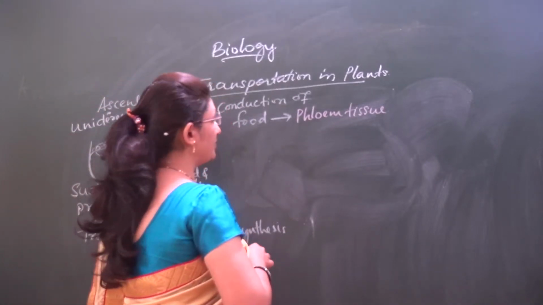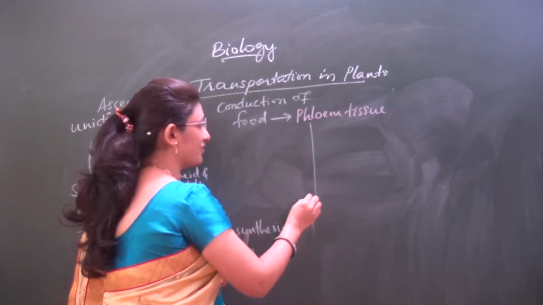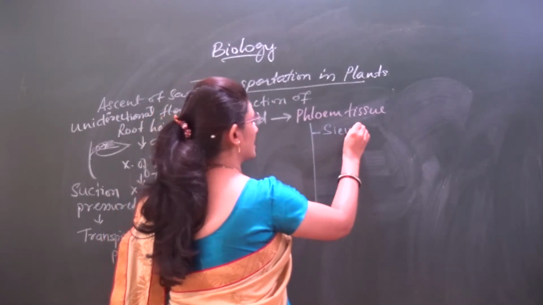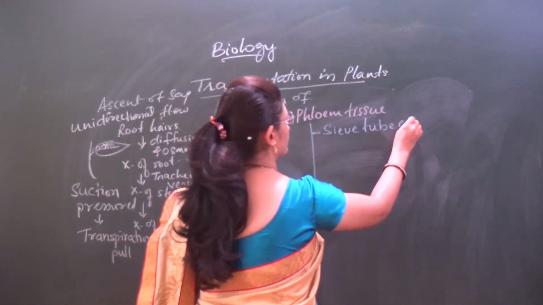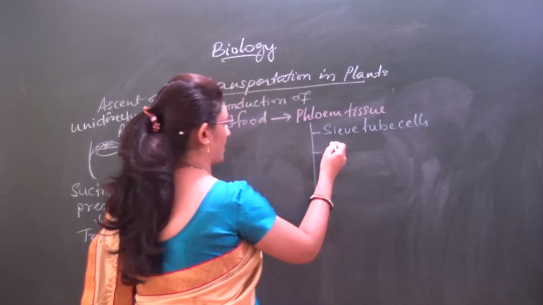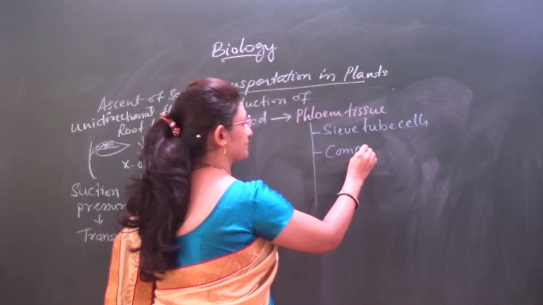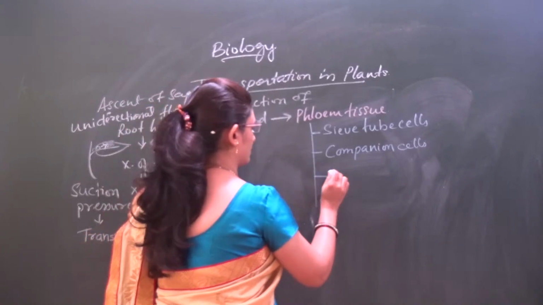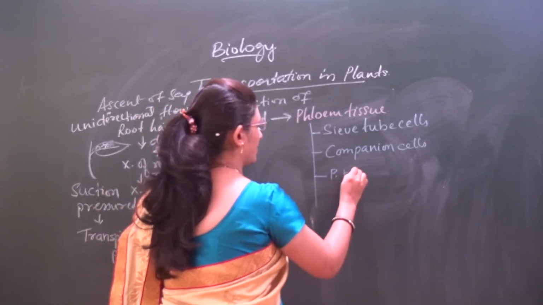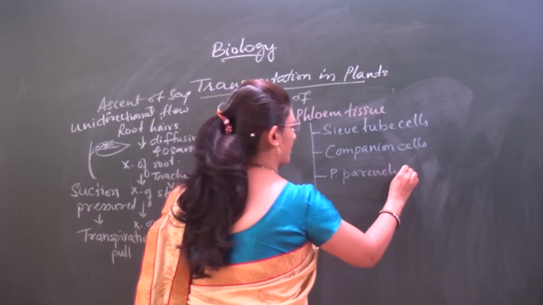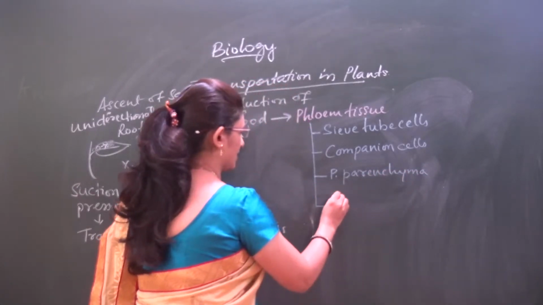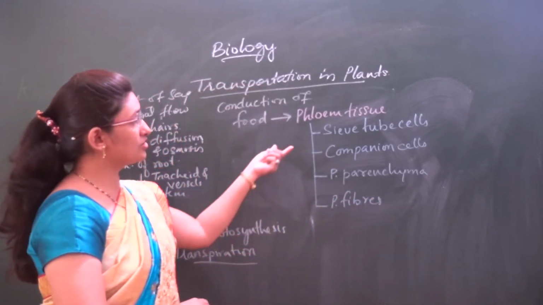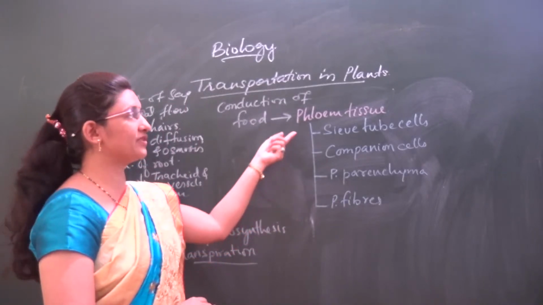Now, this phloem tissue consists of components which are called the sieve tube cells, the companion cells, the phloem parenchyma, and the last one, that is phloem fibers. Now, what are the functions that are performed by these components of the phloem tissue?